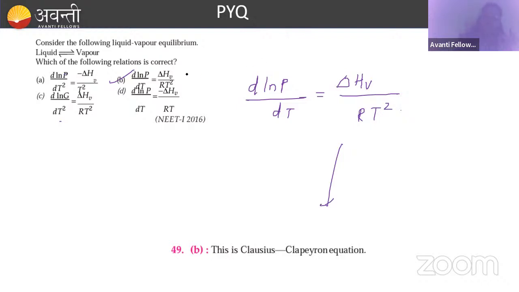ठीक है, ये equation के बारे में बहुत बार क्वेश्चन आए हैं. Okay, below which is the Clausius-Clapeyron equation. ठीक है, इसे भी क्वेश्चन आ सकता है. So which of the following equations correctly describes the liquid to vapor equilibrium? This equation, because this is the Clausius-Clapeyron equation and this is true.